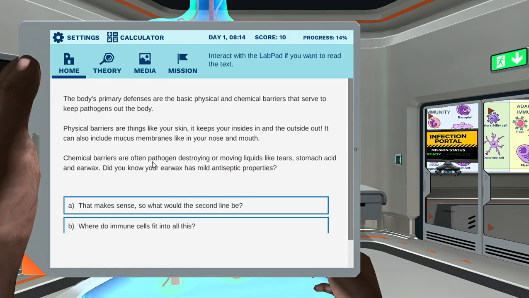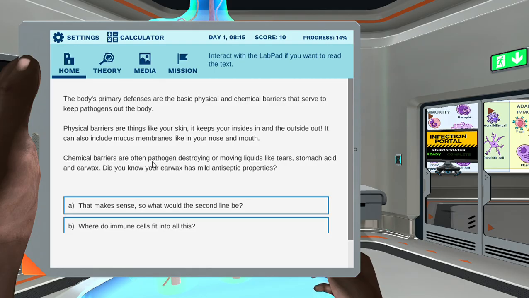The body's primary defenses are the basic physical and chemical barriers that serve to keep pathogens out of the body. Physical barriers are things like your skin. It keeps your insides in and the outside out. It can also include mucous membranes, like in your nose and mouth. Chemical barriers are often pathogen-destroying or moving liquids like tears, stomach acid, and earwax. Did you know your earwax has mild antiseptic properties?